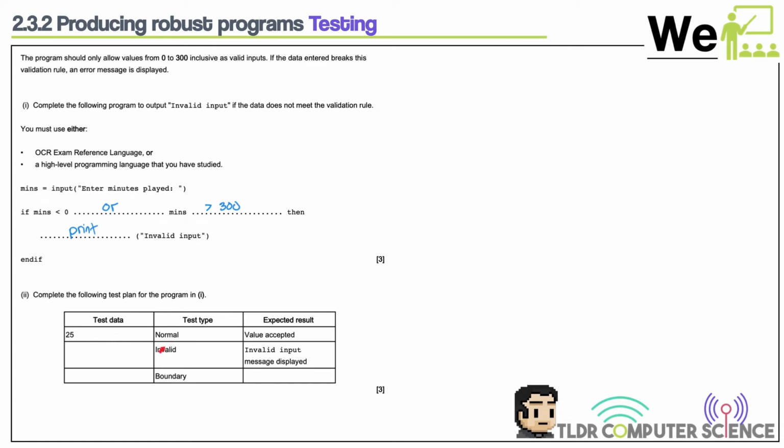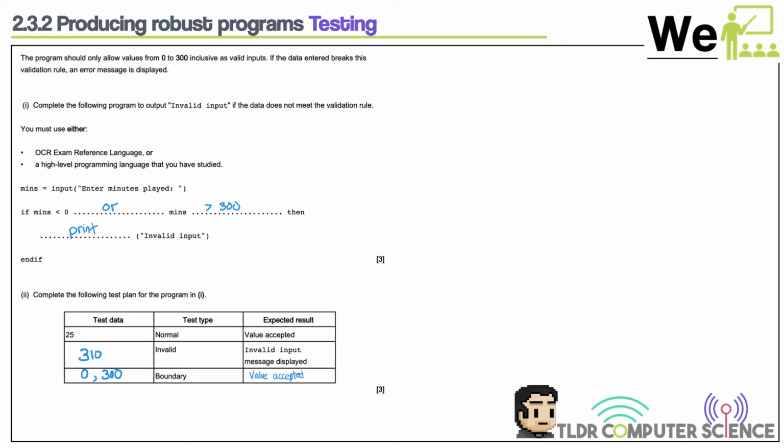So a normal data is 25, value's been accepted. We want an invalid, so this is going to be on the outside of it. So if we think about it, if we had, say, 310, that is greater than 300 and should give an invalid score. And then for boundary, it should be still valid, but right on the edge of what's accepted. So we could do 0 or say 300. And what should be expected in this case is value accepted.